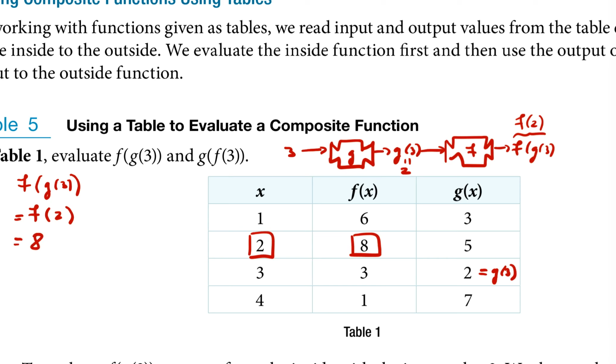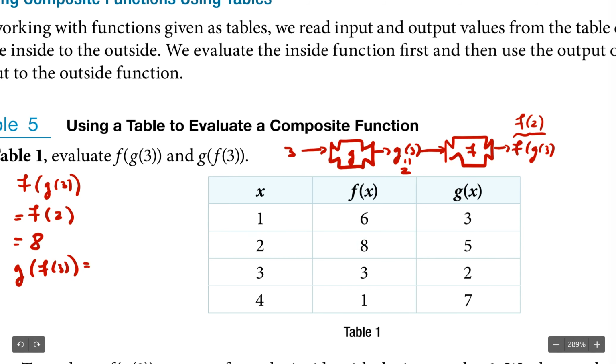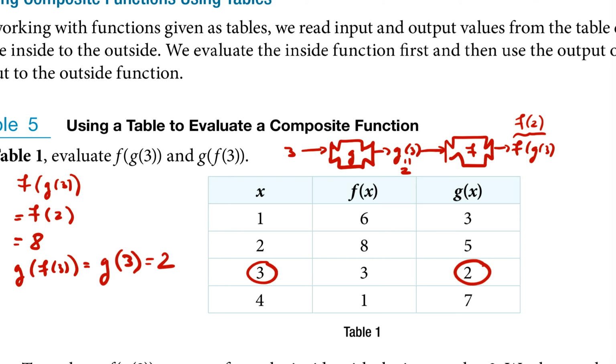Now I'll stop the video and try to calculate g of f of 3 and see if you understand. Okay, so let's erase all this. G of f of 3, this is g of, what's f of 3? When x is 3, f of 3 is 3. And then when the input is 3 for g, the output is 2. So g of f of 3 is 2. As you can see, they're not equal, and that makes sense because composition does not commute. So f of g is not the same as g of f.